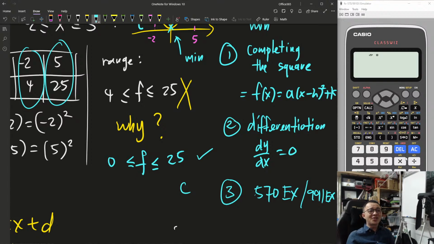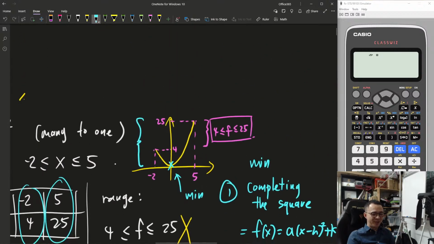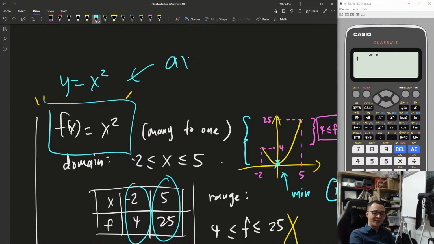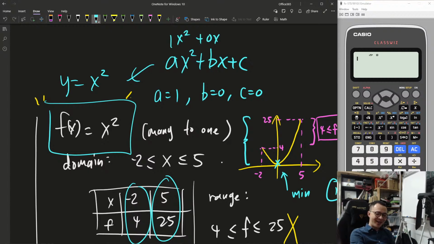Okay, but this is a bit tricky if you want to use a calculator to find the minimum. I have an equation y equals x squared, right? So you should know the general equation for a quadratic is ax squared plus bx plus c. In this case, I only have x squared, which means my A is 1, my B is 0, my C is 0, right? Because you can see 1x squared plus 0x plus 0, we call it x squared only.